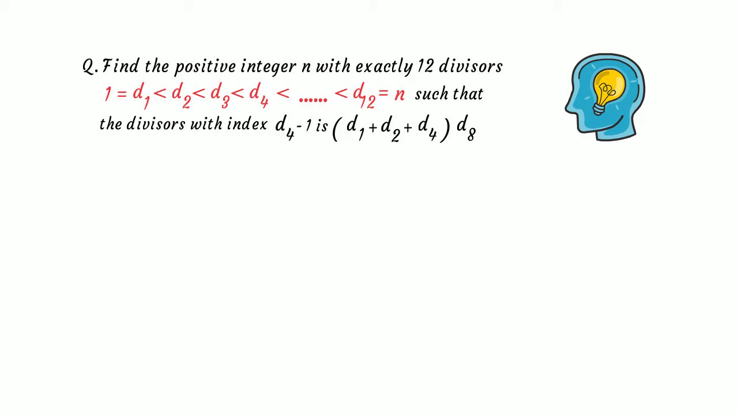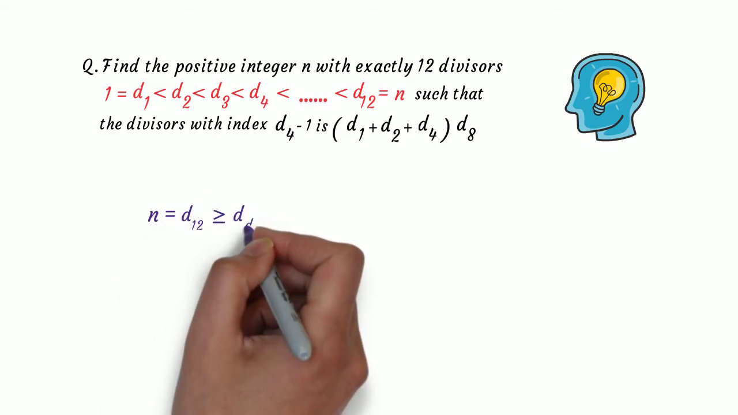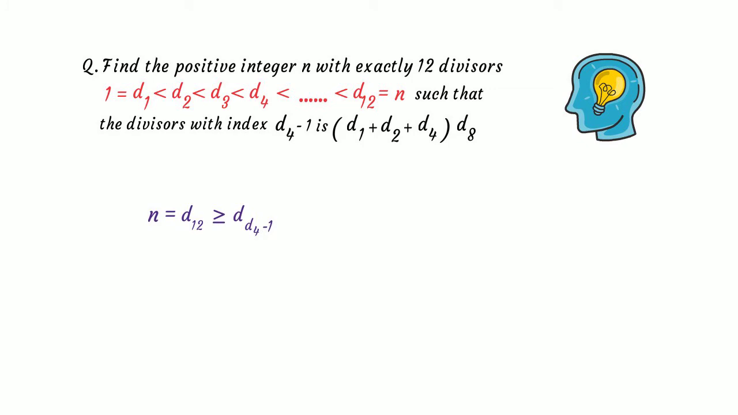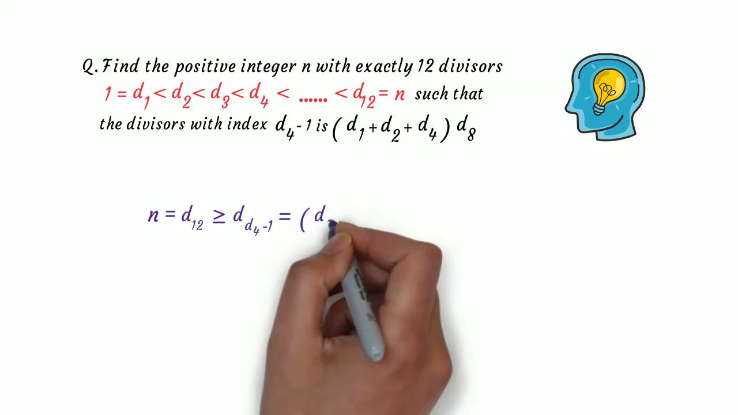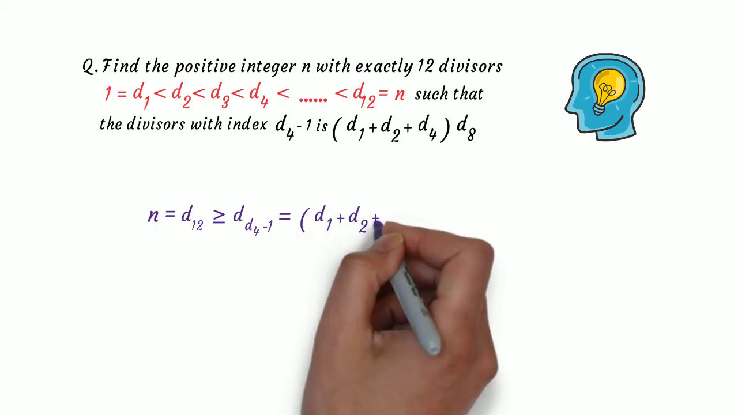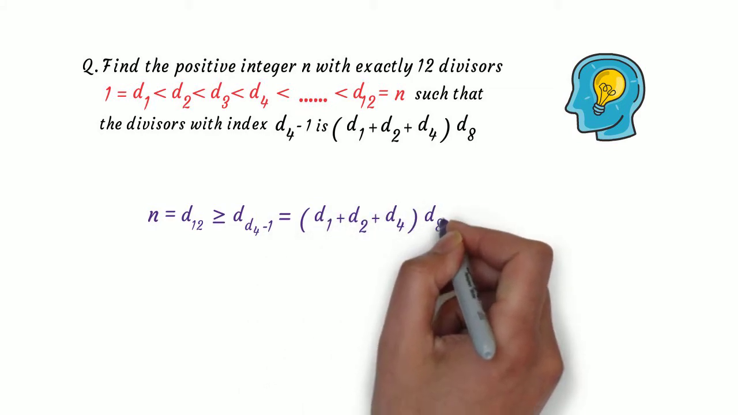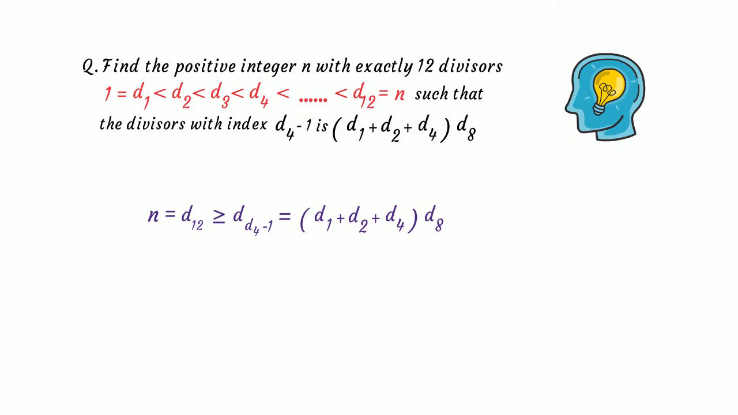We have n equals d12, and d12 must be greater than or equal to d of (d4 minus 1), and from the question d of (d4 minus 1) must equal d1 plus d2 plus d4 into d8. There should not be any problem till now, but now we are going to use some of the observations that we discussed before. Clearly d1 plus d2 plus d4 is a factor of d of (d4 minus 1).